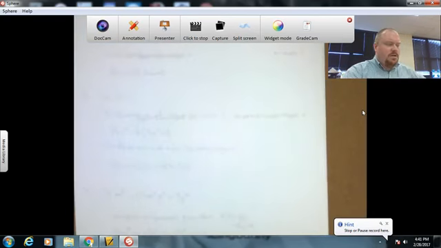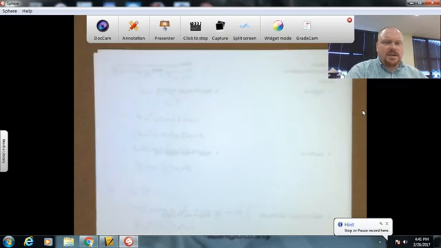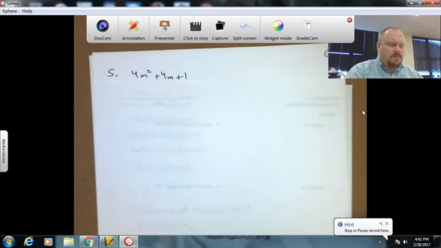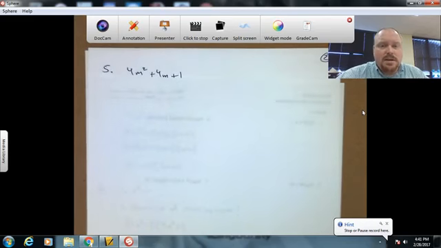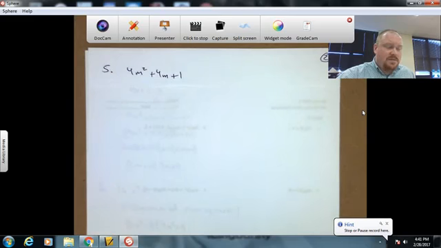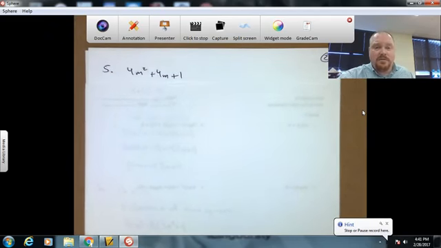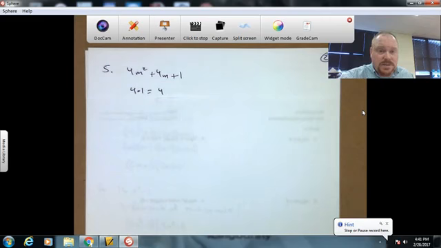On this next sheet, we have another example here. 4m squared plus 4m plus 1. Now, this one does work out nicely, but if you have already seen the pattern, you can go ahead and factor it in one step. But just in case, just a reminder, you can multiply the first and last terms together and then split that up to create the middle term.